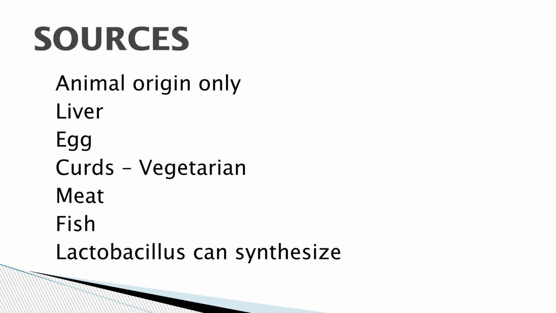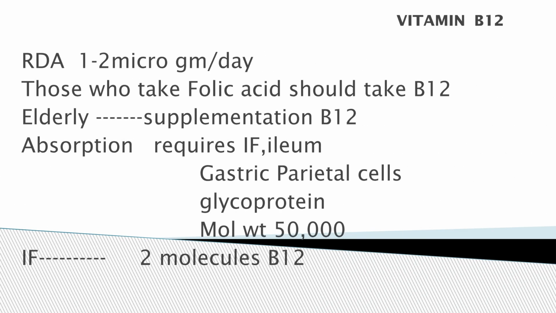Sources of vitamin B12 are primarily of animal origin, including liver, egg, meat, and fish. Curds are a vegetarian source. Lactobacillus can also synthesize it. The recommended daily allowance for vitamin B12 is 1 to 2 micrograms per day.